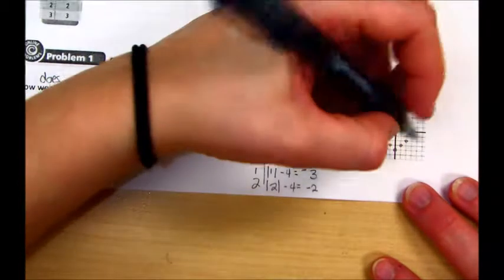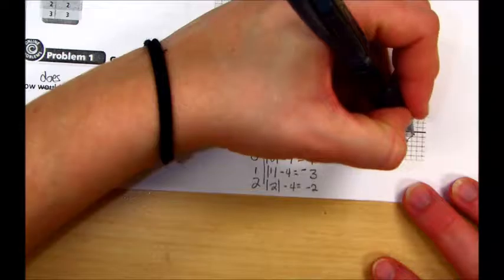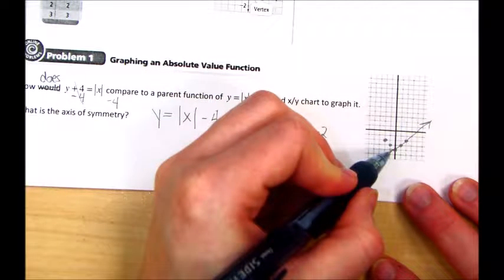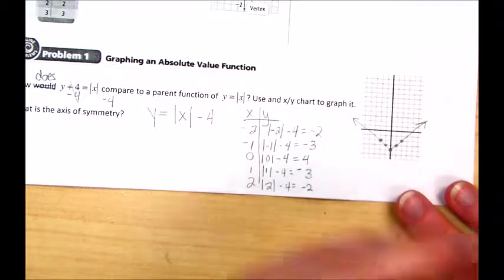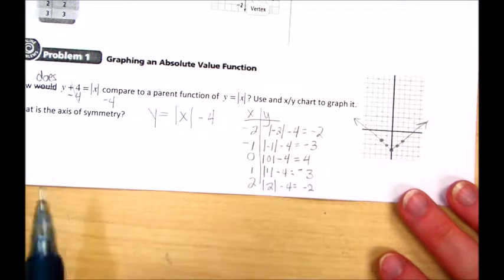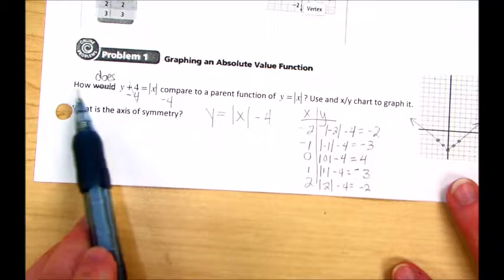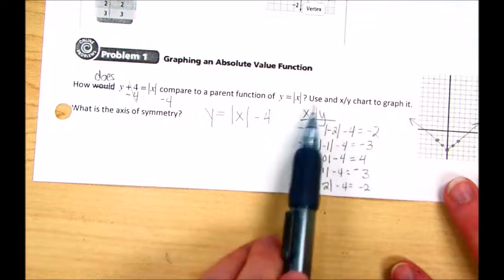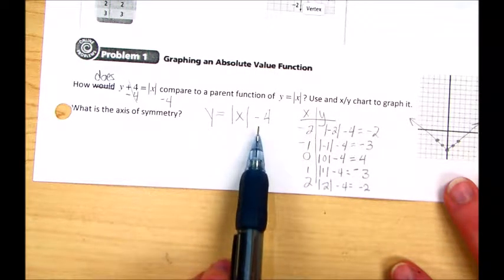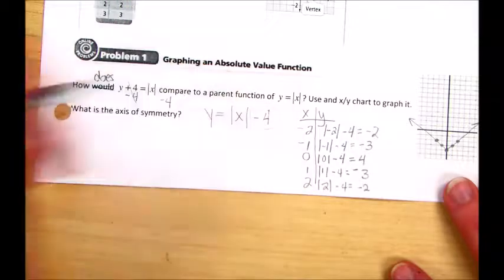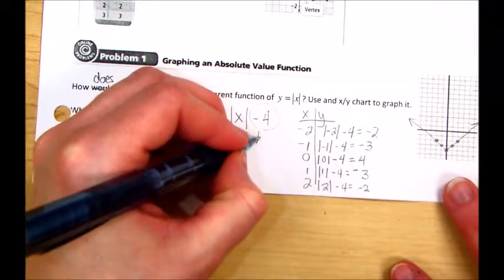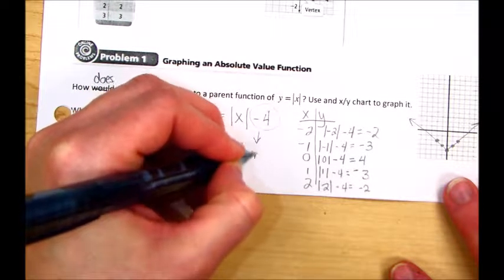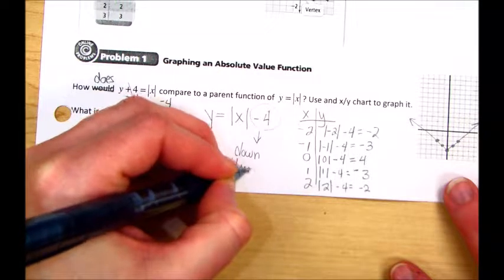You can keep going with your XY chart, but you should notice that it's got a nice little pattern here. It's going to form a perfectly shaped V. That's the absolute value function. Now, we didn't answer the question, how does it compare to the parent function? The parent function was this one right here. Since we added a -4 in the back, let's circle it. Since we added the -4 in the back, that moves it down 4 units.